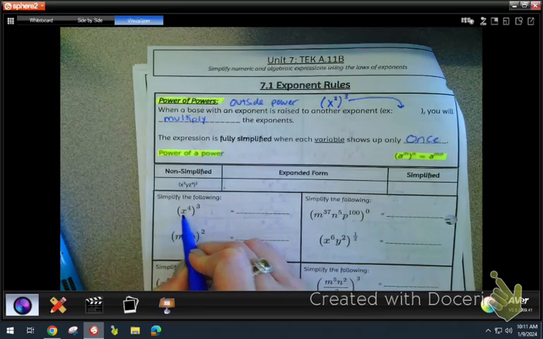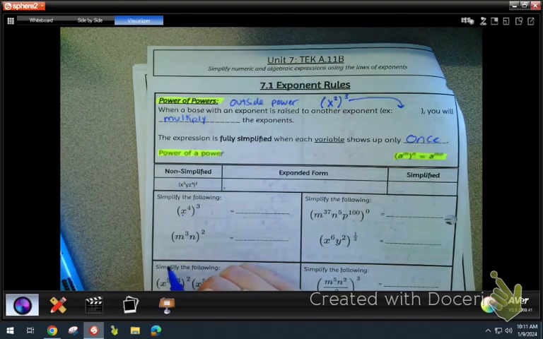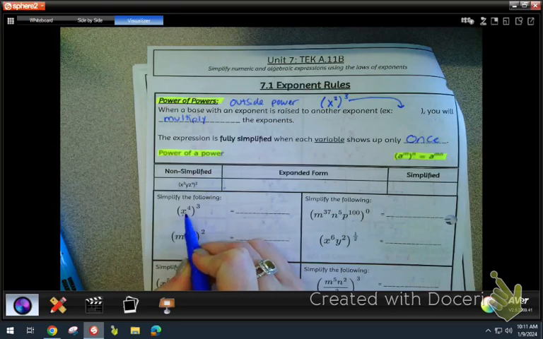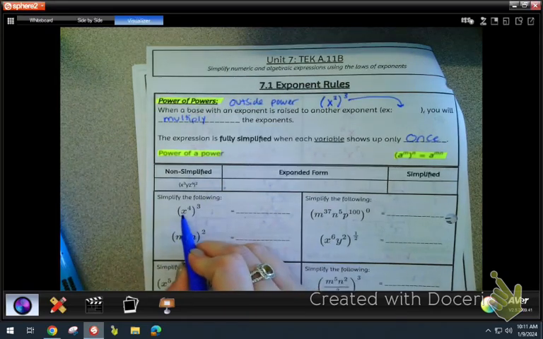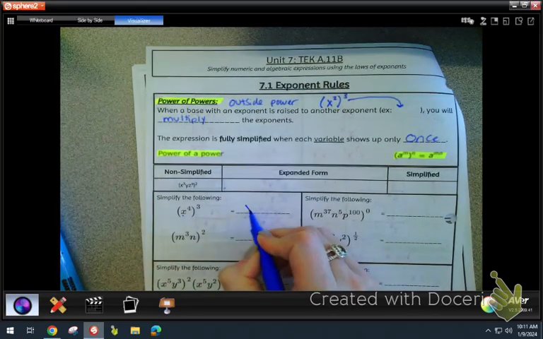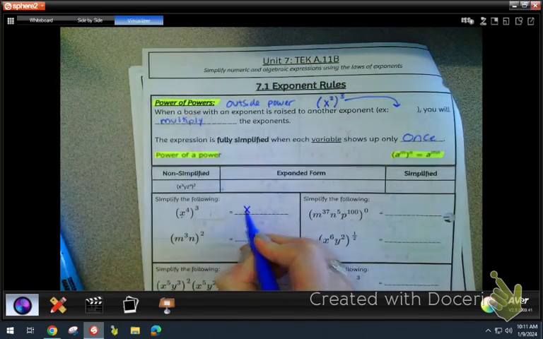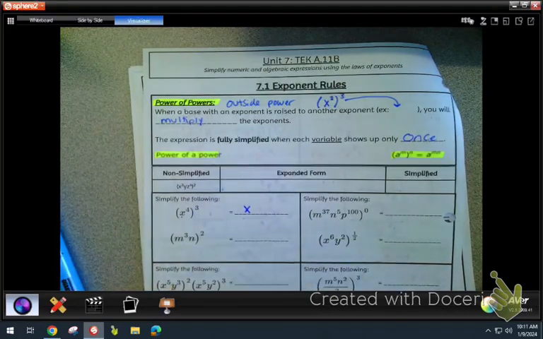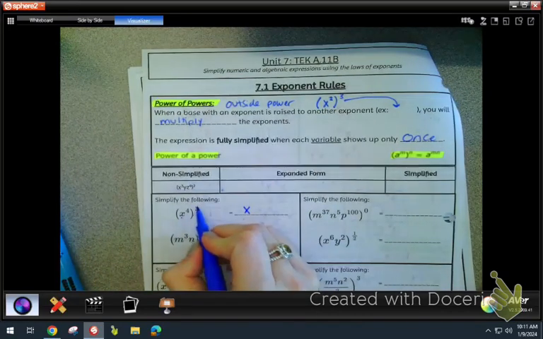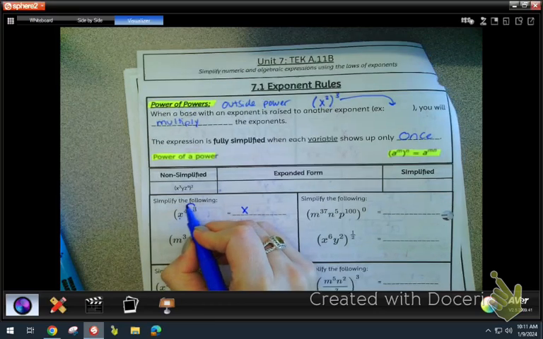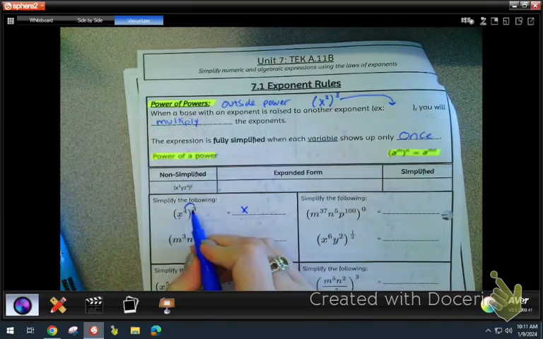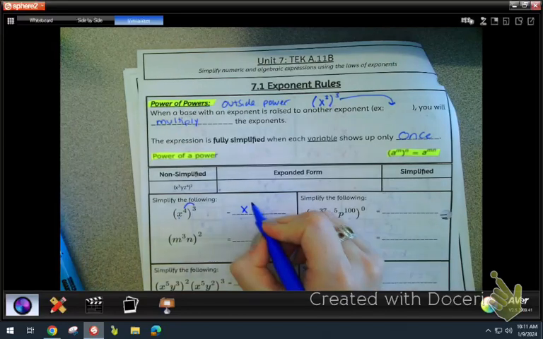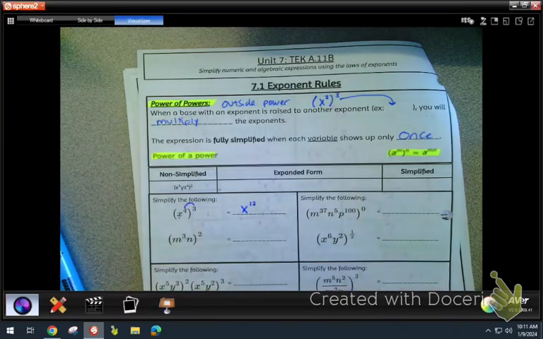How many x's are there in this problem? Well, no. How many bases are there? Just one, and that base is x. But there's two exponents. There's an exponent to an exponent. So my rule says I'm going to multiply the outside power by the inside power. And what is 4 times 3? 12. So x to the 12th ends up being my answer.